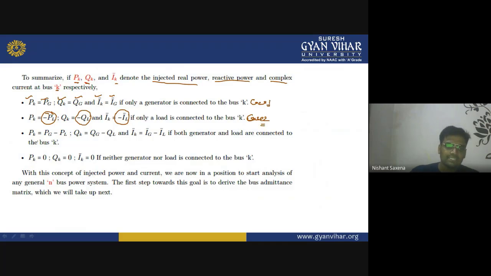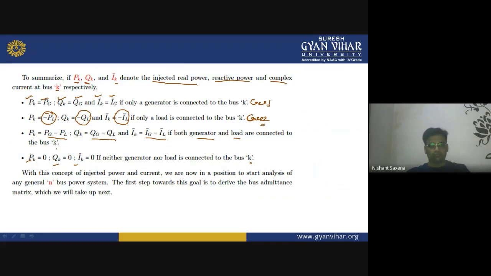Now, the next case is if Pk is equal to Pg minus PL, Qk is equal to Qg minus QL, Ik is equal to Ig minus IL. In this case, both the generators and loads are connected to the bus K. And the fourth case is when Pk is equal to 0, Qk is equal to 0 and the current is 0. That is, neither the generator nor the load is connected at the bus K.